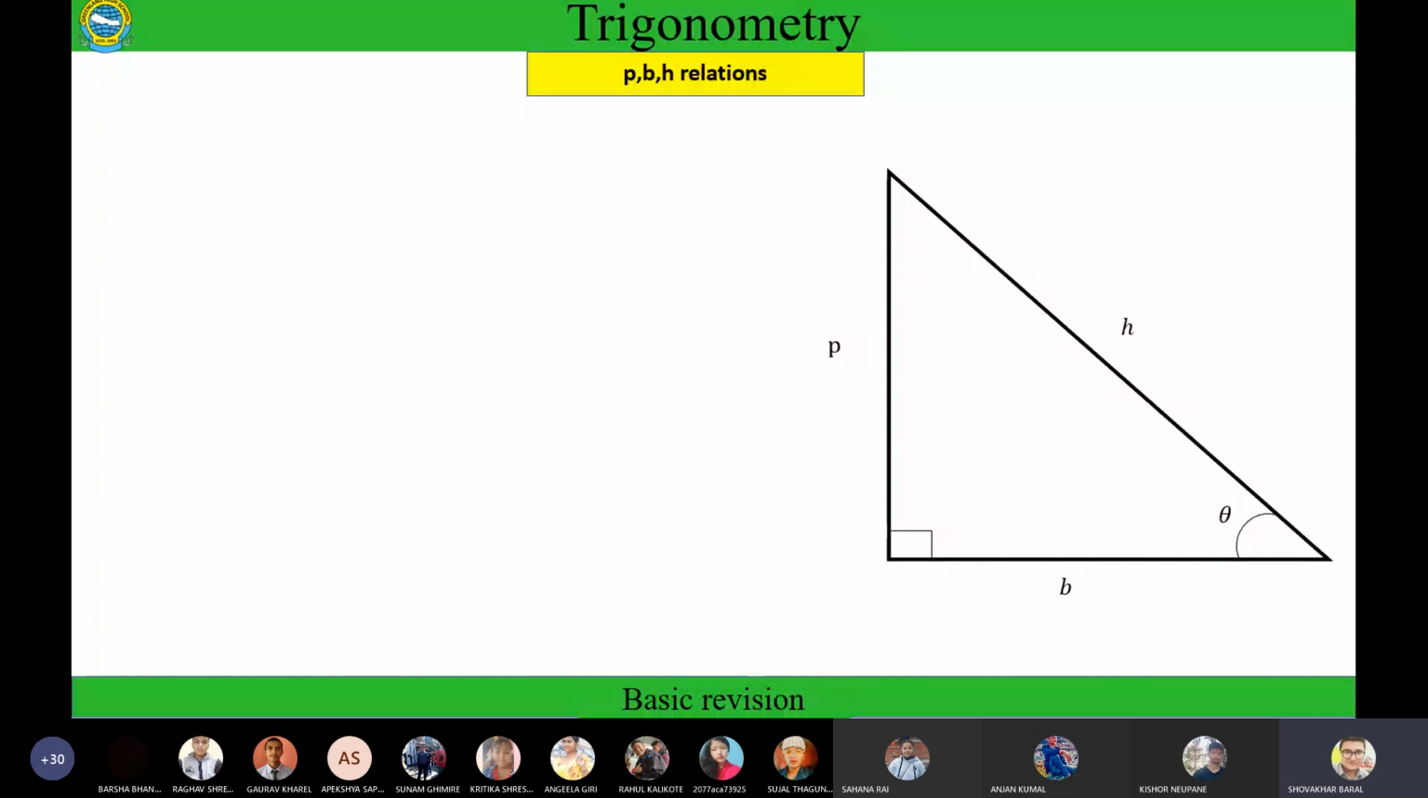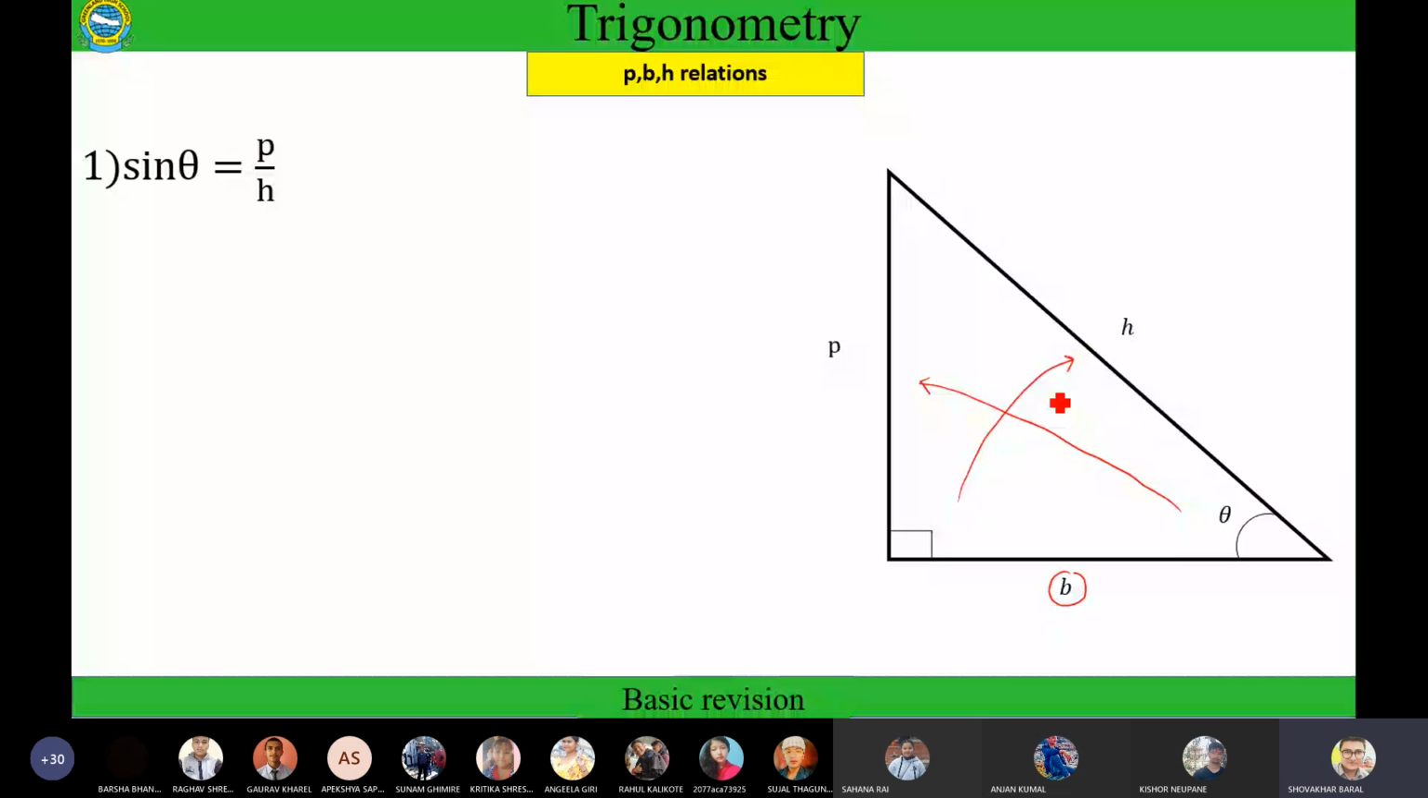This P stands for perpendicular, B stands for base, and H stands for hypotenuse. Okay, this P is the opposite side of a reference angle. Perpendicular is the opposite side of the reference angle. B is base. It means the side between the right angle and the reference angle. And H is hypotenuse, that is the side opposite to the right angle. Here we will be basically dealing with the right angle triangle. Okay, we are not going to discuss the other triangles. We will be discussing the right angle triangles. This concept will also be used in height and distance. So I am revising this thing.